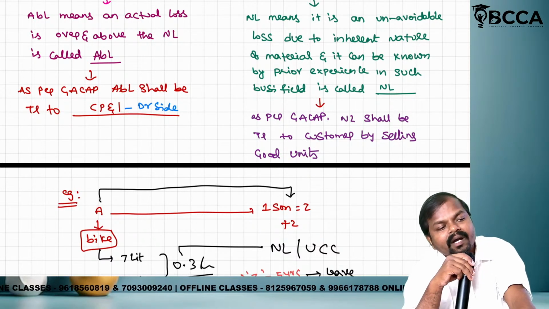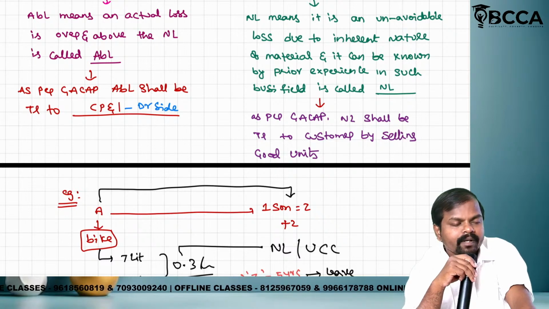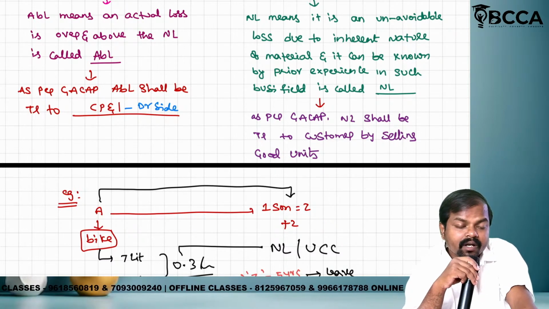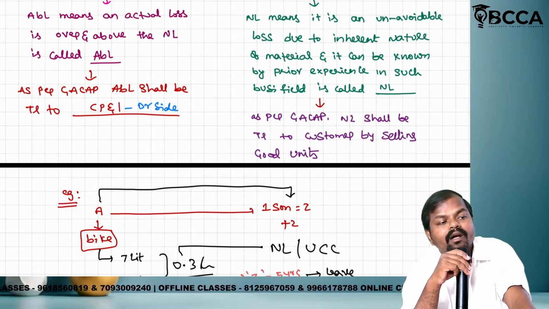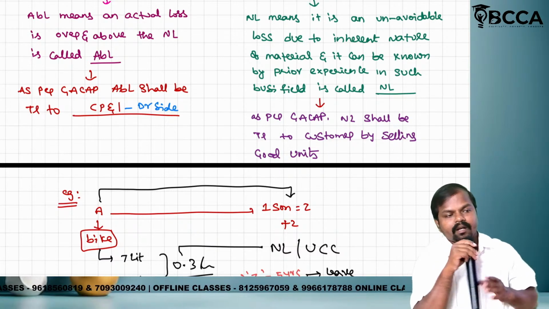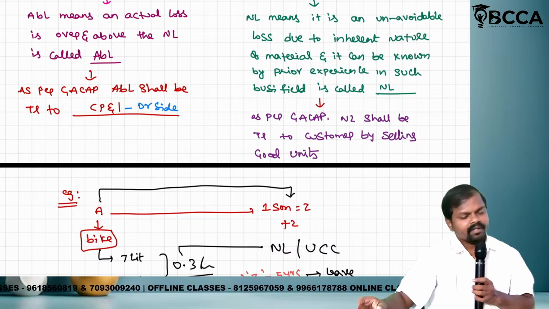Uncontrollable cost means cost which is not controllable, even though proper care or action is taken by the management. It is called uncontrollable cost. Is it right? What is the alternative name for uncontrollable cost? Normal loss. We can call it normal loss. Is it clear, my dear? Excellent.